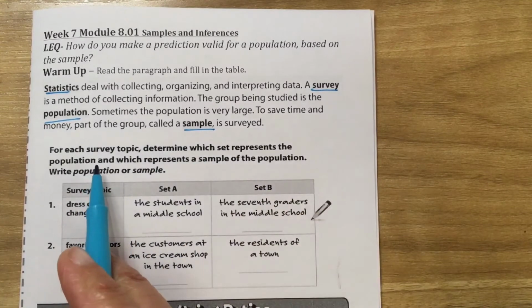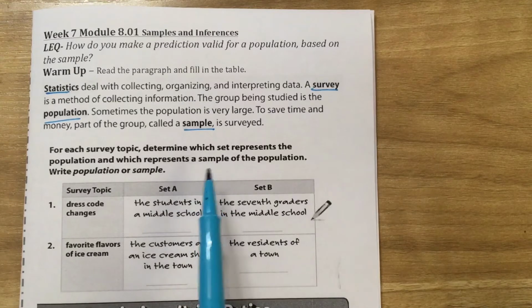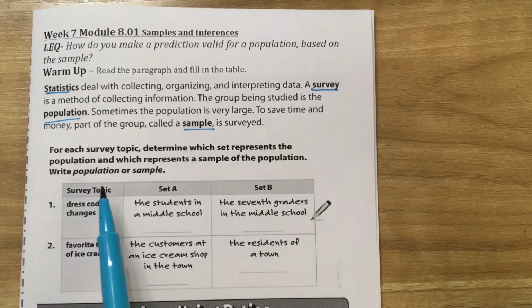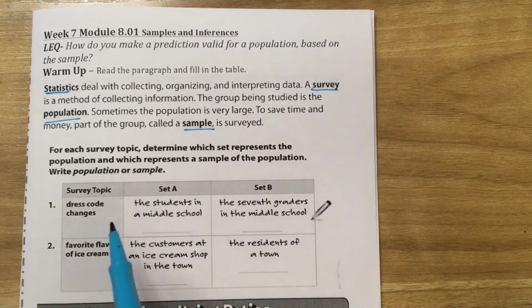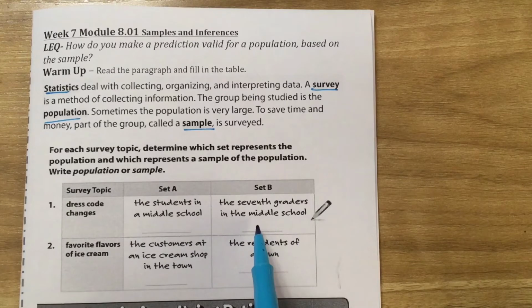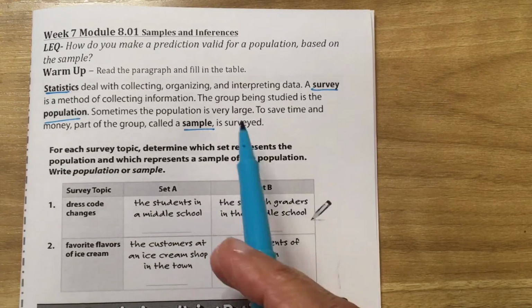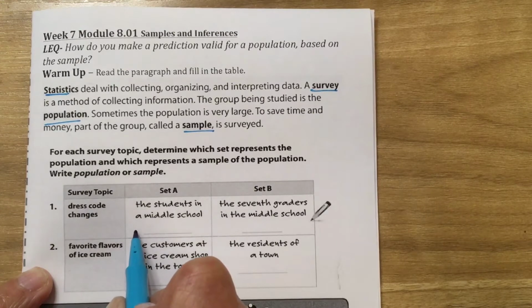So we're looking here for these two surveys, and we want to determine what set is represented. Is it the population, or is it representing the sample? So dress code change is the survey topic. Set A are the students in a middle school. Set B are the 7th grade students in the middle school. So when we're talking about the population, it is the group that's being studied. So the whole group. This is our population, the middle school.